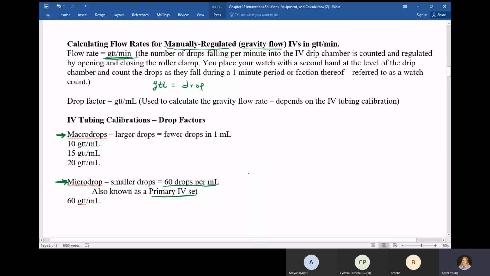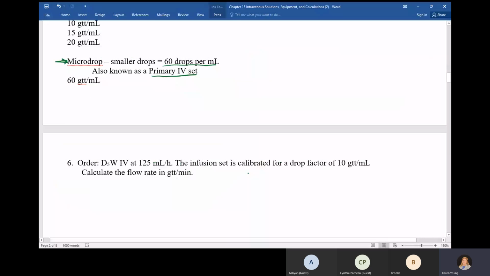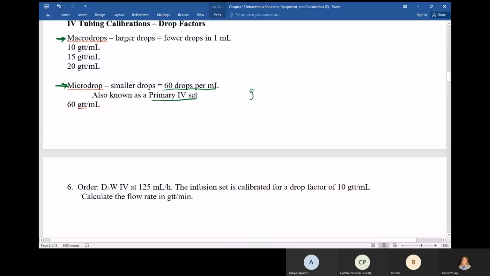Now, to calculate the drops per minute. It's got to be per minute, because you're not going to want to sit there and count the drops per hour. 60 minutes is a little too long to be counting drops. So it's still the amount of IV fluid in milliliters over your time. This time, not time in hours, but time in minutes, times your drop factor, which is your GTT, over your mL.